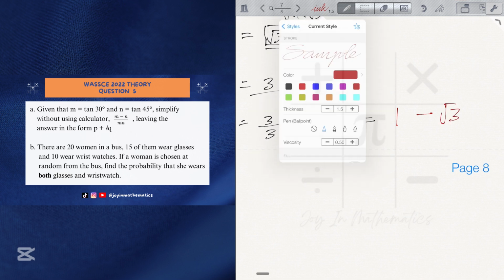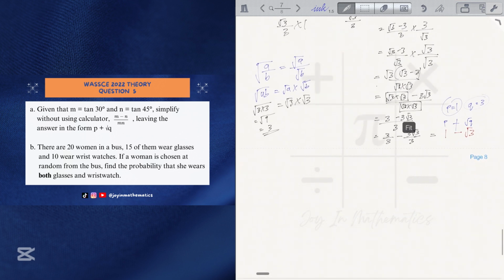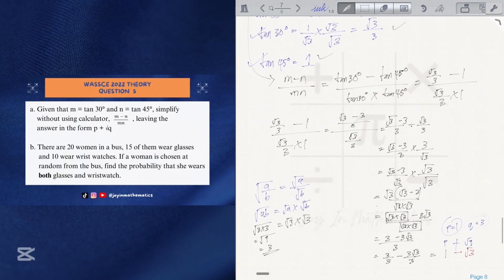So we are writing it in the form of p minus root q. In this case, p is equal to 1, and q is equal to 3. So with that, we have solved for the a part. We just substituted the values of tan 30 degrees to be equal to root 3 over 3 and tan 45 degrees to be equal to 1.